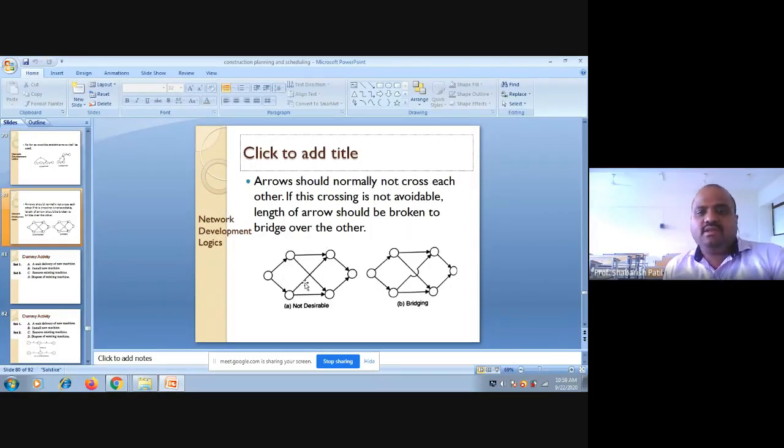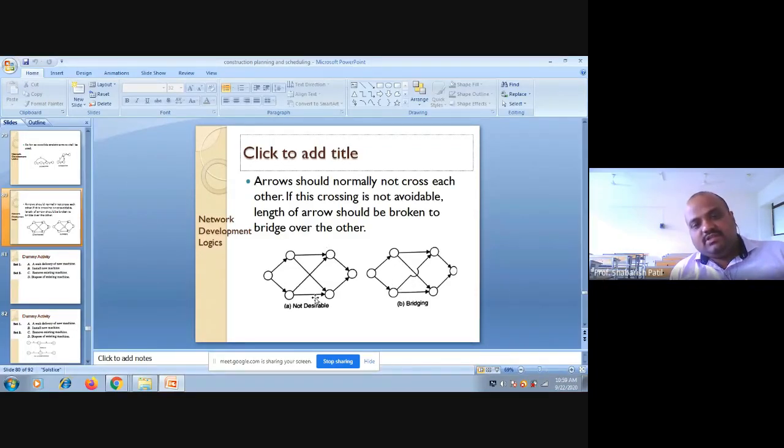Next, another logic to be understood here is if there are any activities which are crossing while drawing the network diagram, I cannot show the intersection. If I show it with the intersection, then that is a wrongful indication of the activities. It means those activities are meeting. It is not so. Instead, I need to show it as a bridging here.